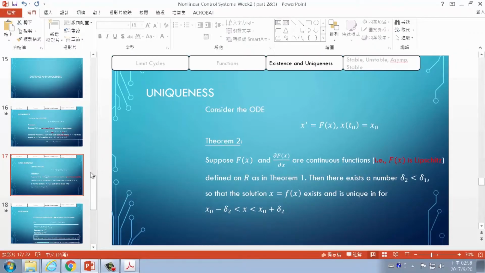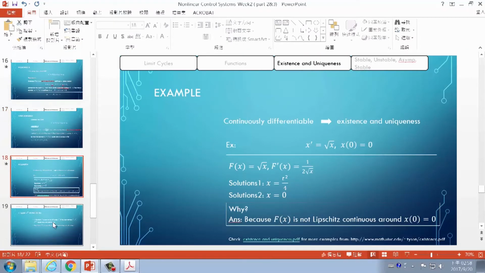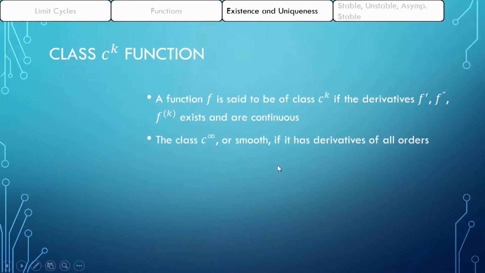So let's continue and move forward to the next section. The suffering part has passed. Now it's easier. Class C^k function. C means continuous, k means the order of derivative. A C^k function means that it's differentiable. A function f is C^k if its derivatives f prime, f double prime, up to f^(k) exist. Then we can say f is a C^k function.